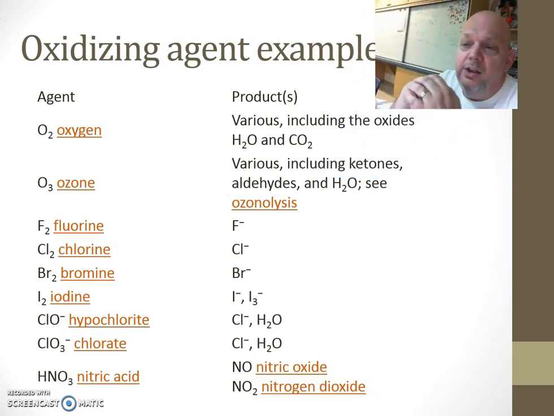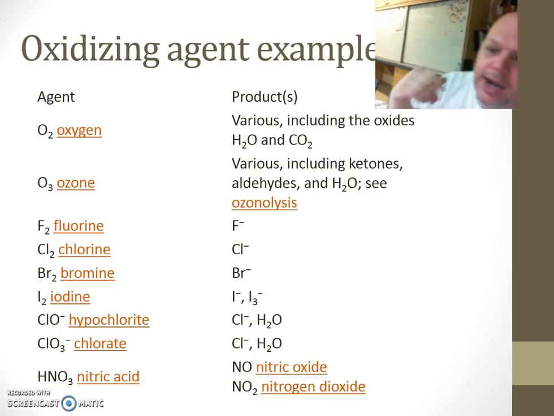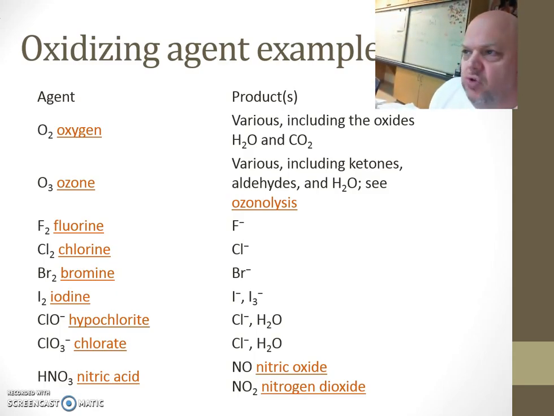So some great oxidizing agent examples there you can see. You can check out oxygen, ozone, fluorine, chlorine. Oh, hey, I already mentioned some of those to you. Hypochlorite, which you will find as a big ingredient in bleach. Okay, nitric acid. Oh, yeah. So you can look here on the agent, and then you can look at the products there. So those are great oxidizing agents.